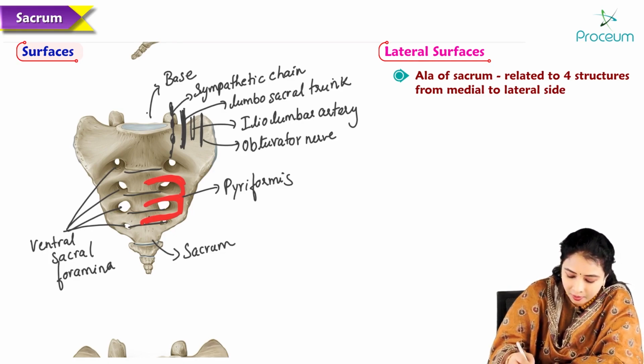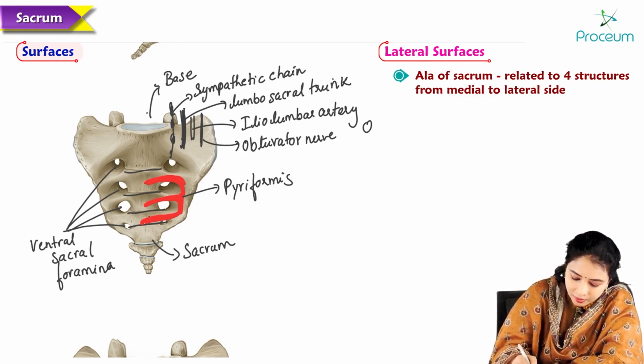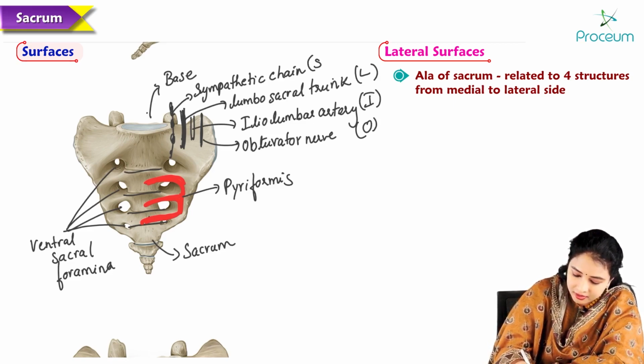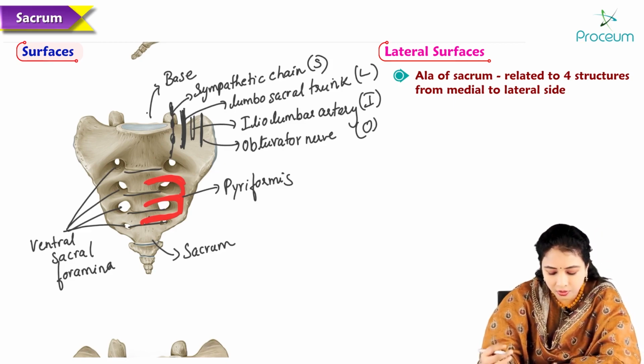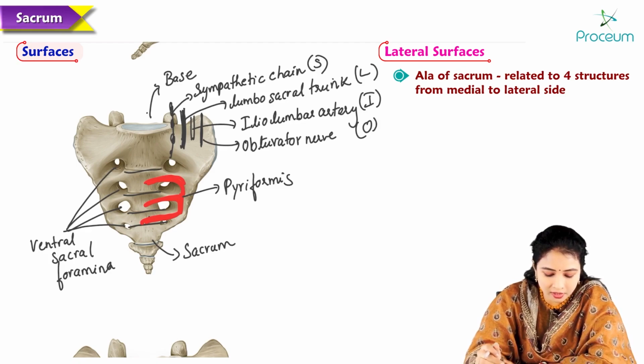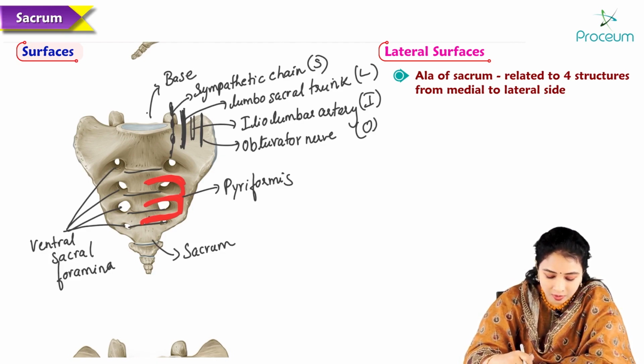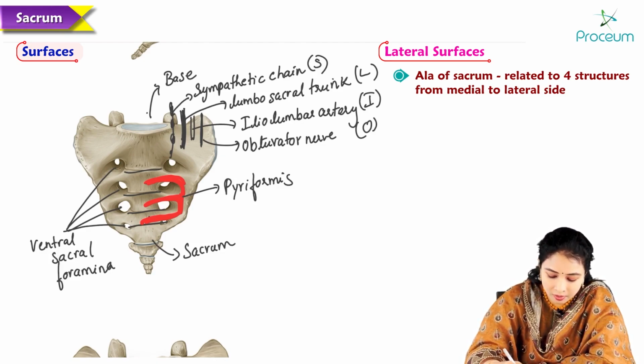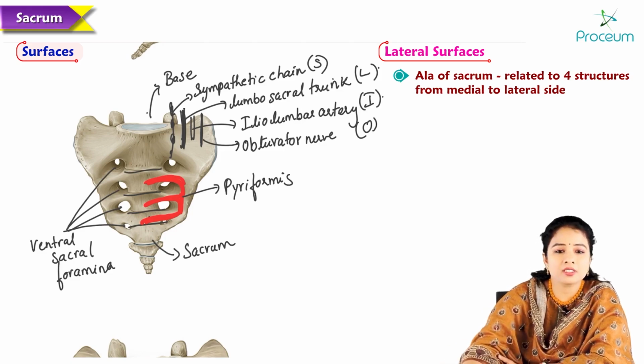So you can remember the abbreviation as OILS from lateral to medial side, O I L S. That's how you can remember the relations of the ala of the sacrum. On the ventral side of the ala of the sacrum on each side, it is related from lateral to medial: first the obturator nerve, then the iliolumbar artery, then the lumbosacral trunk and the sympathetic chain.